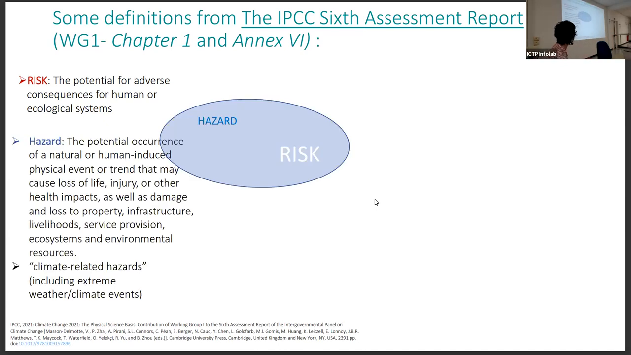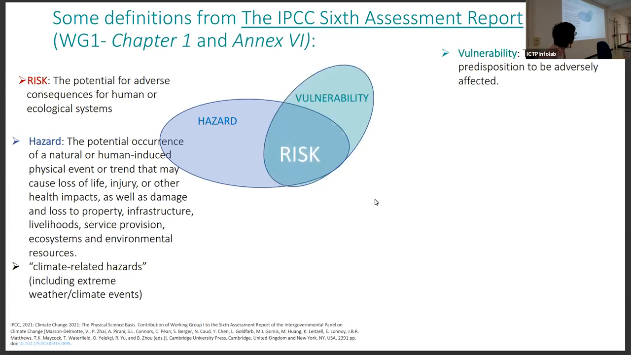So in the context of climate change impacts, risk is defined as a dynamic interaction of three concepts: hazard, that is the potential occurrence of a natural or human induced physical event or trend that can cause loss of life, injury, or loss of property, infrastructures, and so on. And we focus on climate-related hazards that include extreme weather and climate events.